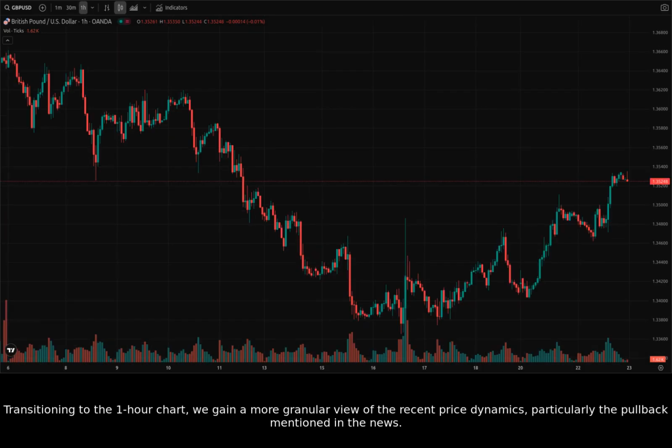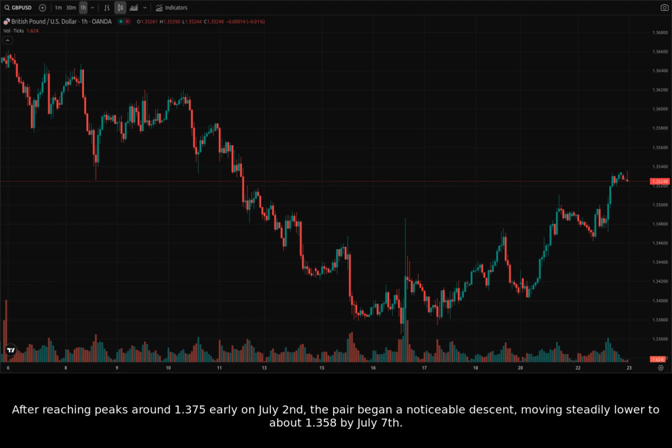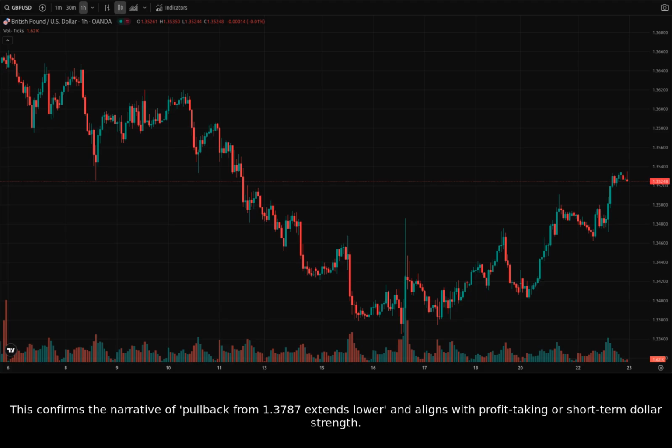Transitioning to the one-hour chart, we gain a more granular view of the recent price dynamics, particularly the pullback mentioned in the news. Looking at the period from July 2nd to July 7th, the chart clearly illustrates a sharp correctional phase for GBPUSD. After reaching peaks around 1.375 early on July 2nd, the pair began a noticeable descent, moving steadily lower to about 1.358 by July 7th. This confirms the narrative of pullback from 1.3787 extends lower and aligns with profit-taking or short-term dollar strength.